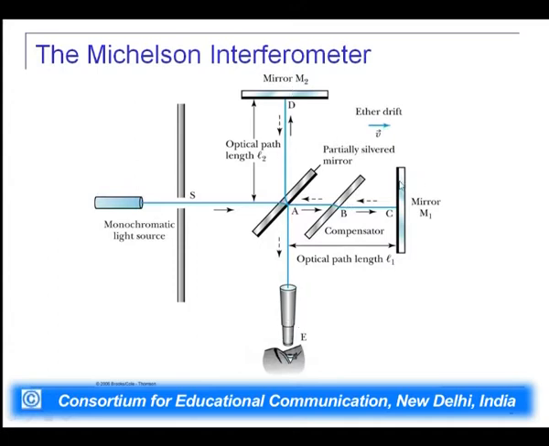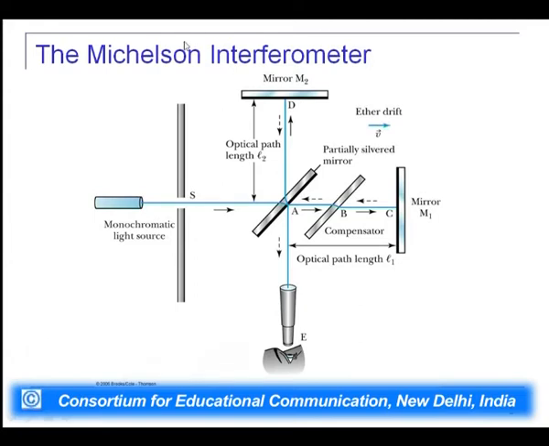These two mirrors should be perpendicular to each other, but the image of mirror M1 should be parallel to mirror M2. In general, this mirror is perpendicular to this mirror. Now this apparatus is moving with velocity v. This is the ether shift.